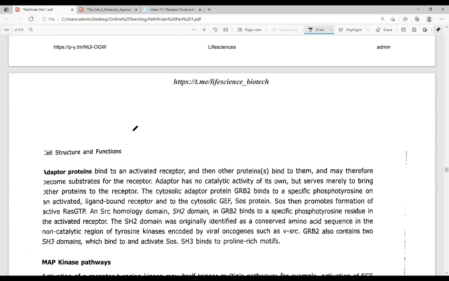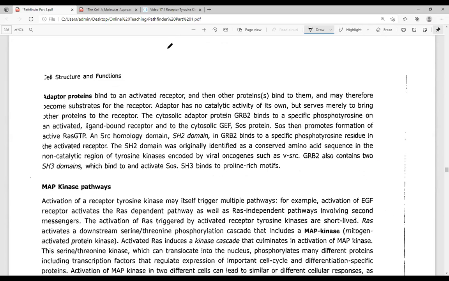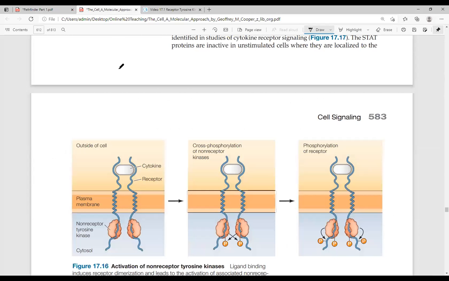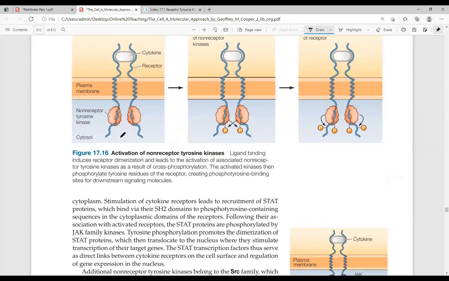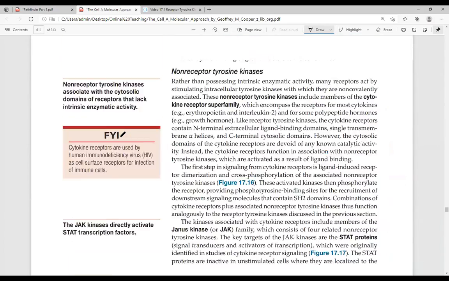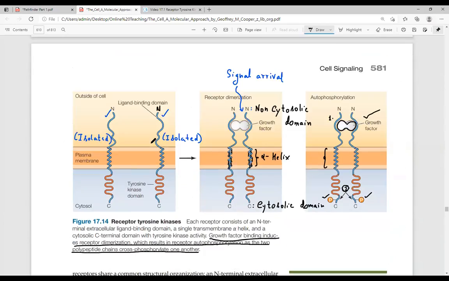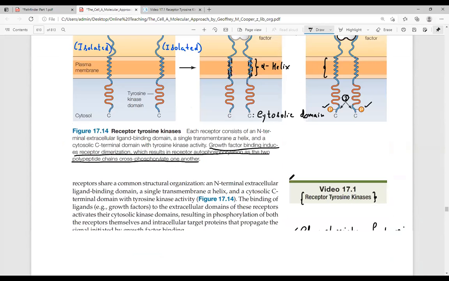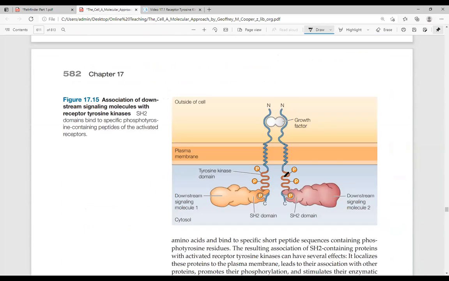Next, adapter proteins. What are these adapter proteins and how are they present? So let us have a visualization of the same in the book Cooper. Here you can find that these are the domains which are present, the phosphorylation that is taking place. The phosphorylation will lead to the activation of downstream signaling molecules. It is these downstream signaling molecules that are going to interact with the phosphorylated form through their SH2 domain. This is the SH2 domain.